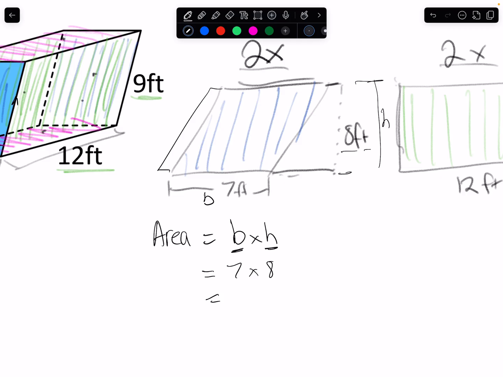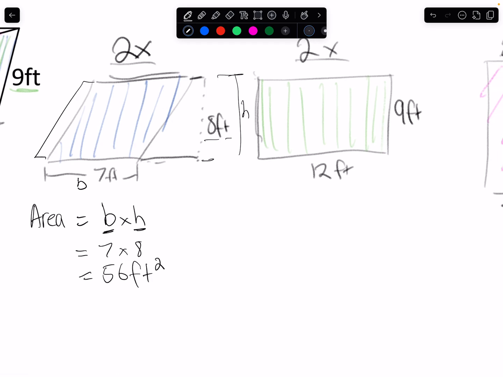7 eights are 56, I think. Surely. Fact check myself. Yeah. So 56 feet squared. All right, moving on.